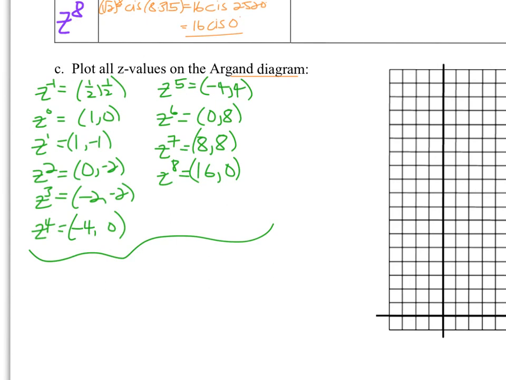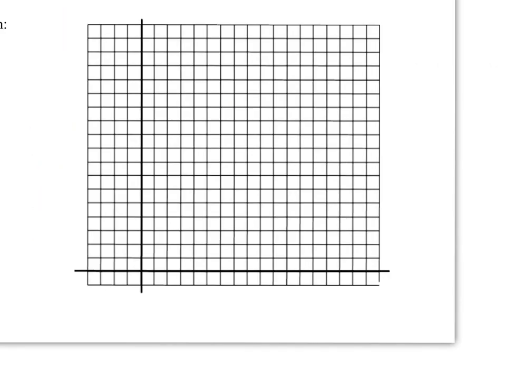Now we want to plot all of these coordinates on our coordinate system on the right. We're almost there, everybody. We can do this. z to the negative 1 is 1/2, 1/2. I'm going to count to the right and up 1/2 and put me right in the middle of that first square. Then I have 1, 0 over here to the right of that. Down below, 1, negative 1.